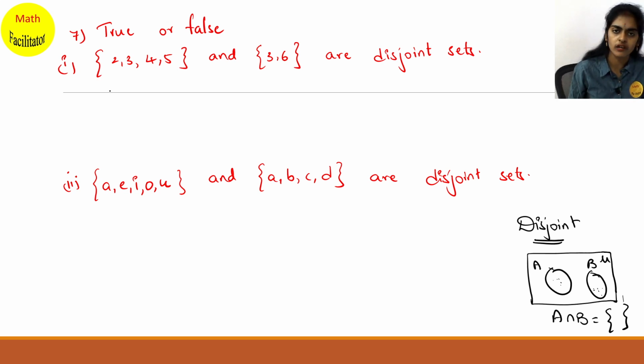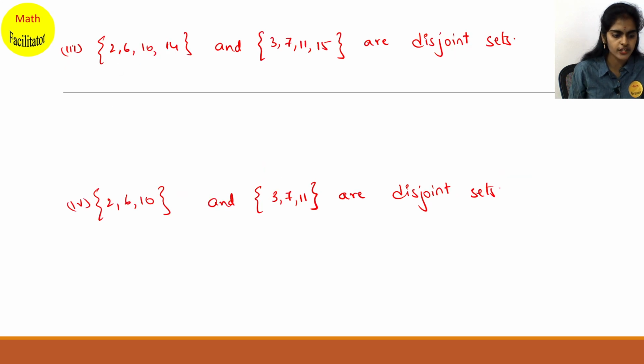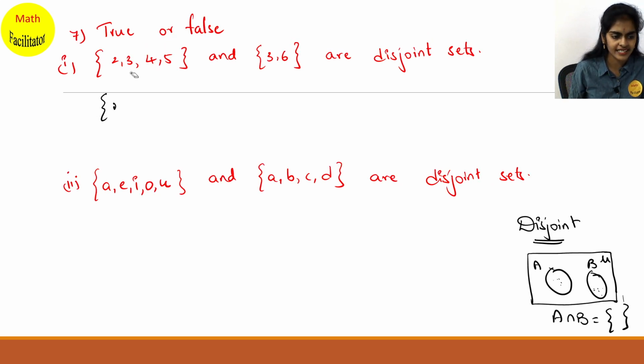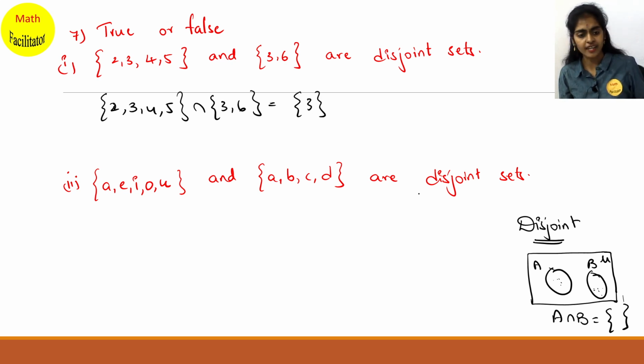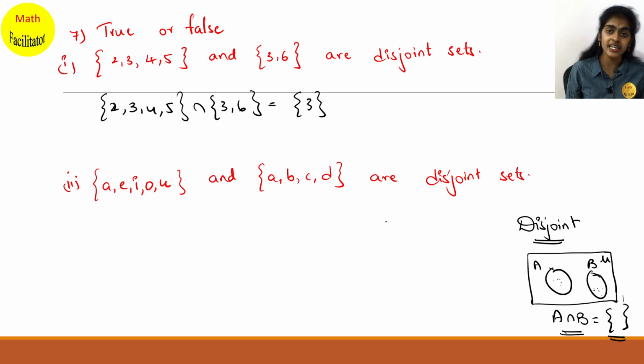So you will always find the intersection of these two sets. So you have 2, 3, 4, 5 intersection 3 and 6. What is common? You can see 3 is common, so the intersection is 3. Disjoint sets have nothing in common. A intersection B should be a null set or an empty set, but here you have an element 3 in this, isn't it? Therefore they are not disjoint sets.